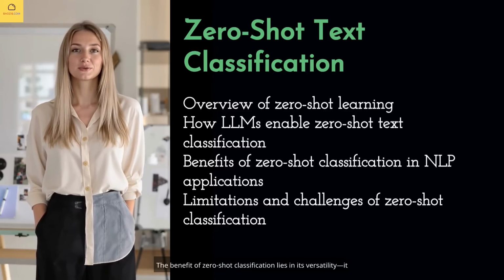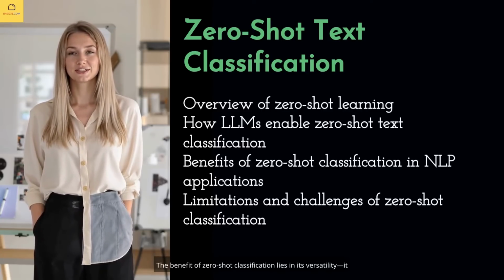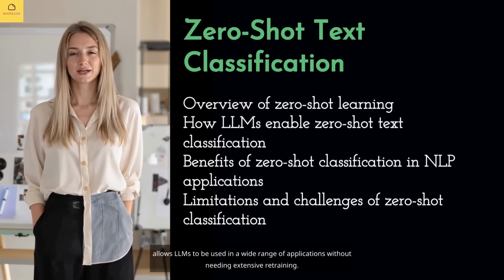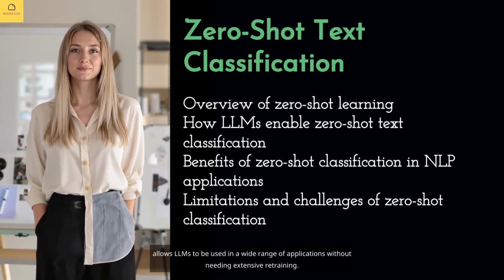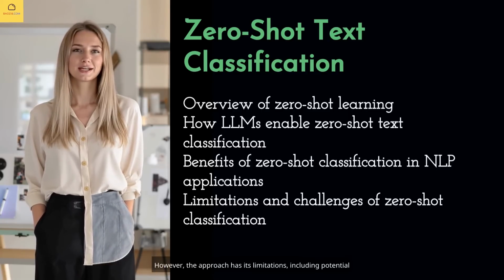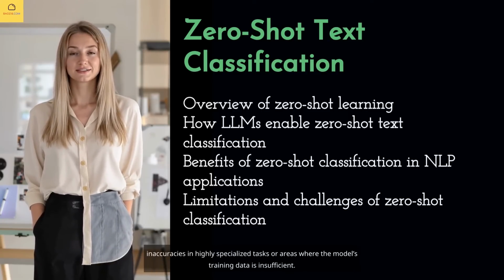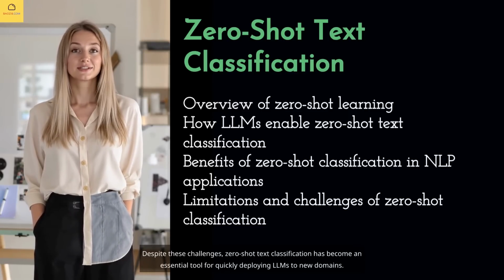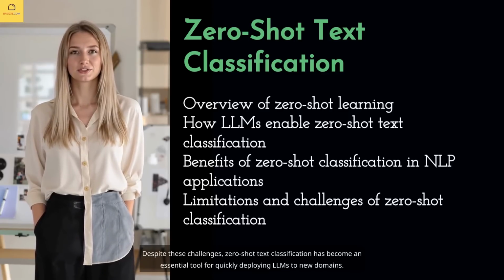The benefit of zero-shot classification lies in its versatility. It allows LLMs to be used in a wide range of applications without needing extensive retraining. However, the approach has its limitations, including potential inaccuracies in highly specialized tasks or areas where the model's training data is insufficient. Despite these challenges, zero-shot text classification has become an essential tool for quickly deploying LLMs to new domains.